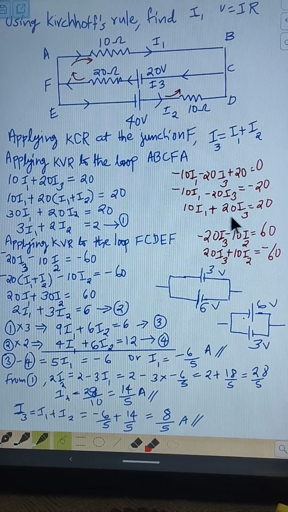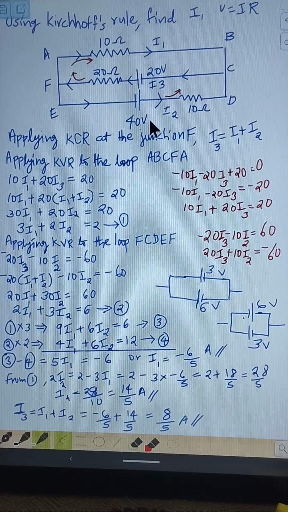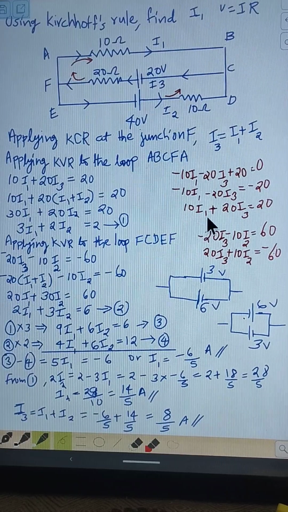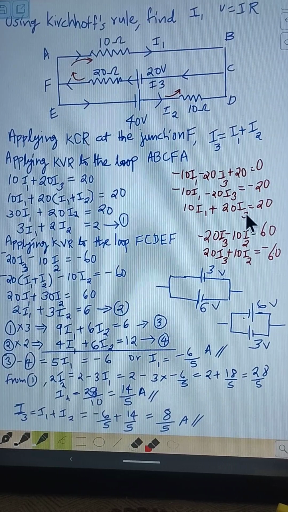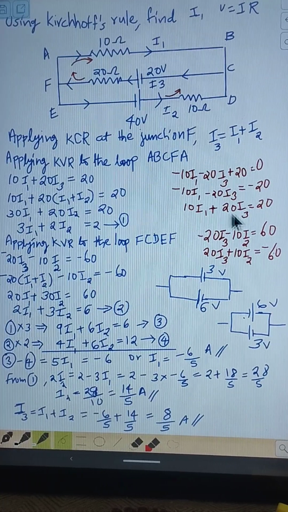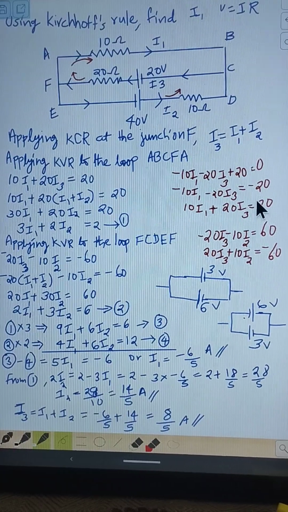So we can make this statement in this way: for a closed loop involving the cell, the algebraic sum of products of current and resistances is equal to the EMF of the cell. That means the algebraic sum of potentials is equal to the EMF of that cell.